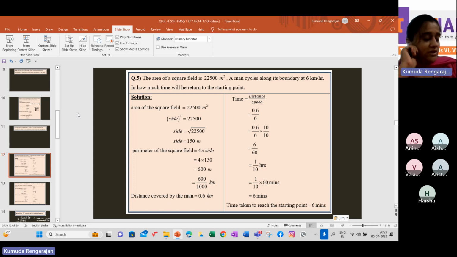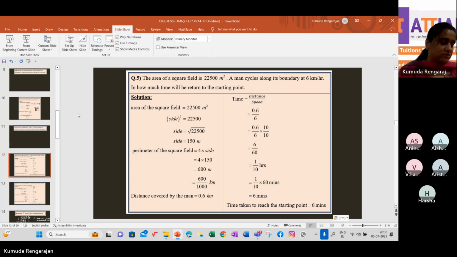Why have you added? You have found the value up to 1 decimal place, 11.7. Oh, right, sorry. You need to add one more pair of zeros and continue the division. Yes, ma'am, I'll do it immediately and send again.